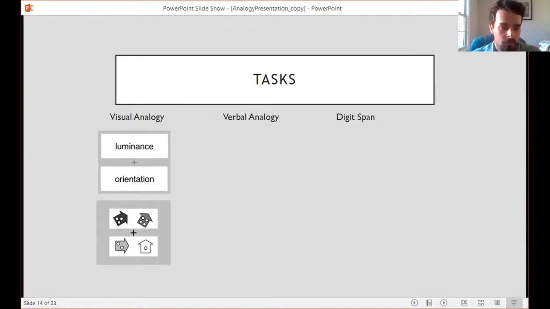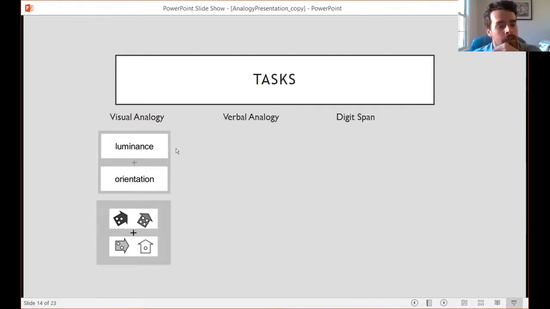So if you're cued to think of luminance, you can see that from this shape, it gets darker to lighter, and this one also gets darker to lighter, so they would be analogous in that form. And then in orientation, this one rotates towards the left over here, and that one also goes up towards the left. So in this case, this would be a valid analogy.